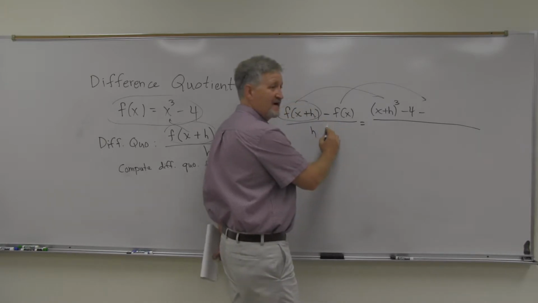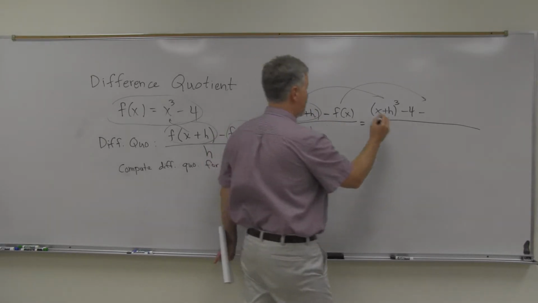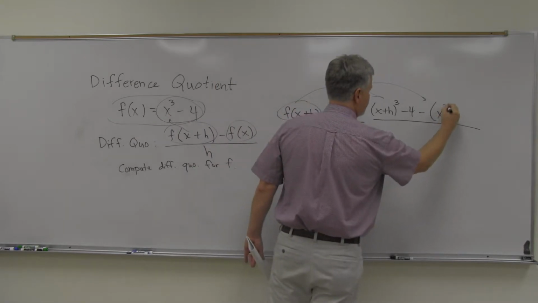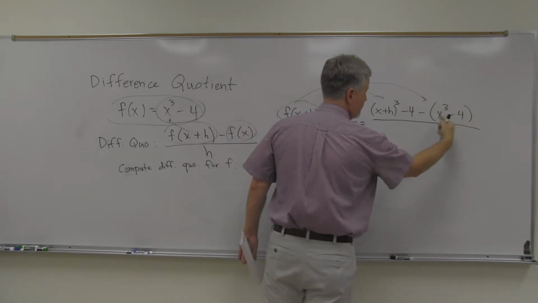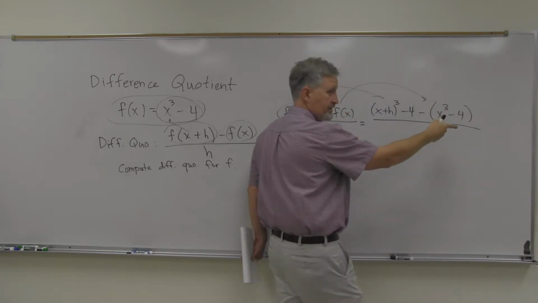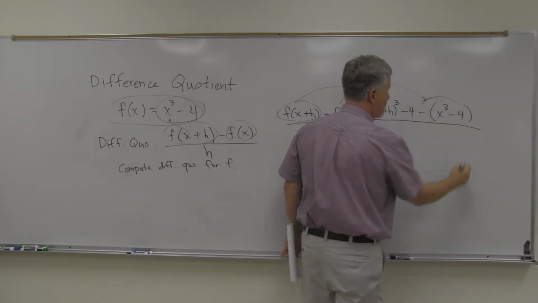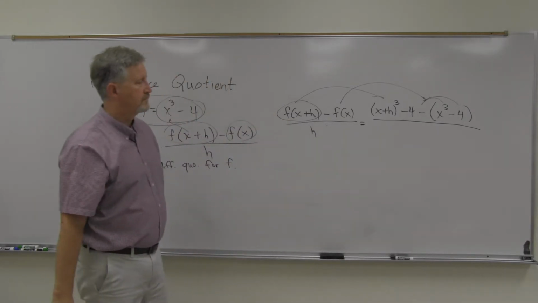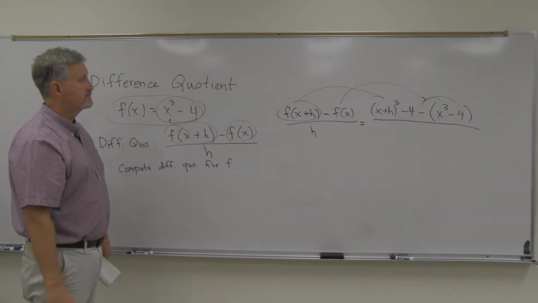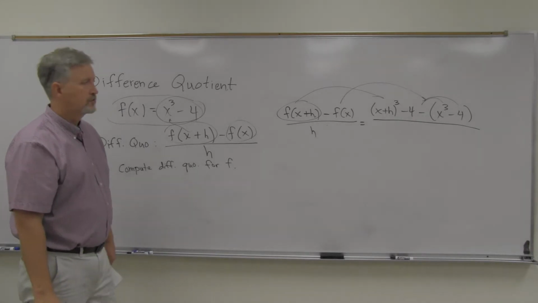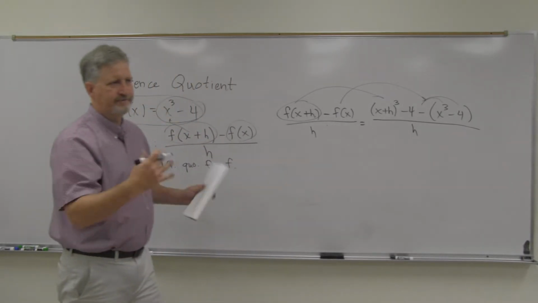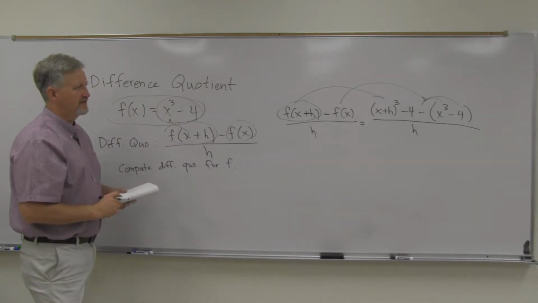There is this minus sign in front, and so f of x is this, and won't that minus then affect the x cubed minus 4? Because if I subtract f of x, these here are going to be opposite. So far, so good. And then, of course, the bottom is just h. There's nothing to compute there. It'll come into play in a second.